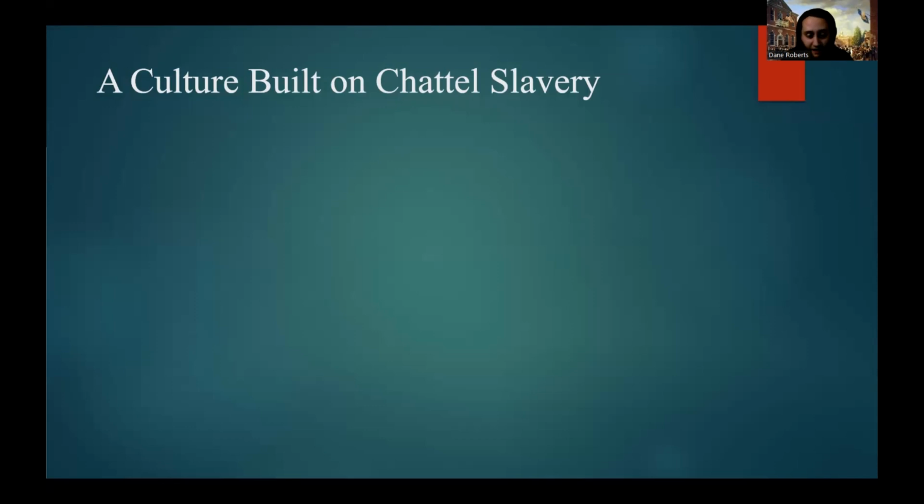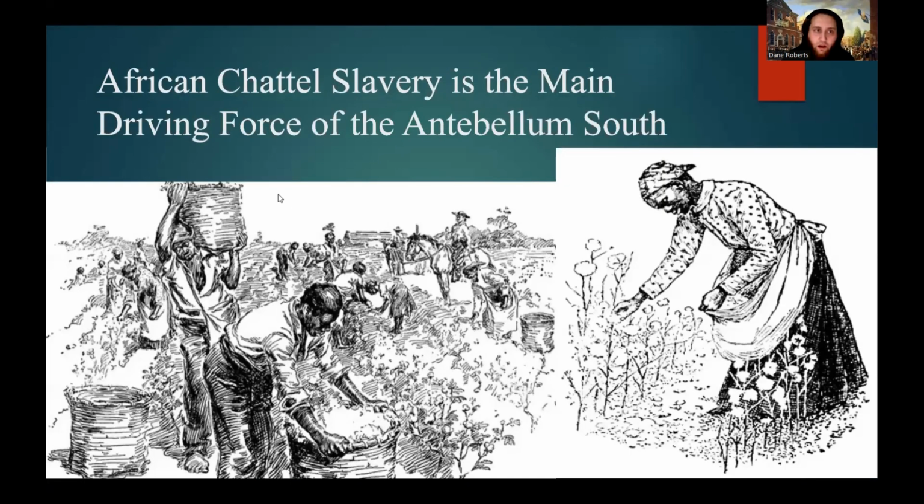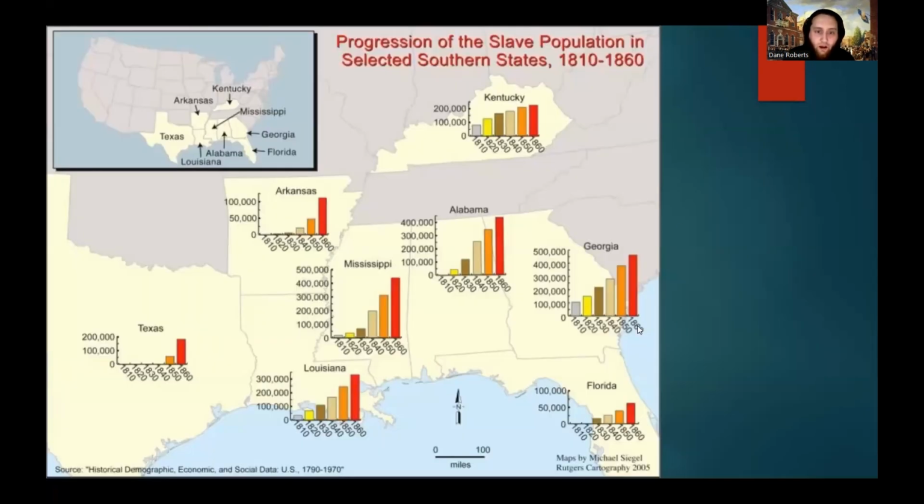And as I already mentioned in defining the Antebellum South, it had a culture built on chattel slavery. African chattel slavery was the main driving force of the Antebellum South, as you can see here. And in fact, even with their comparatively small population to the north, as you can see in this graph here, this is a graph showing the population of enslaved individuals in the South, and you can see that it began to grow in the southern states between the 1820s and the 1840s, into the 1850s, and of course into the 1860s CE, though the 1850s and 60s are outside of the scope of this video.